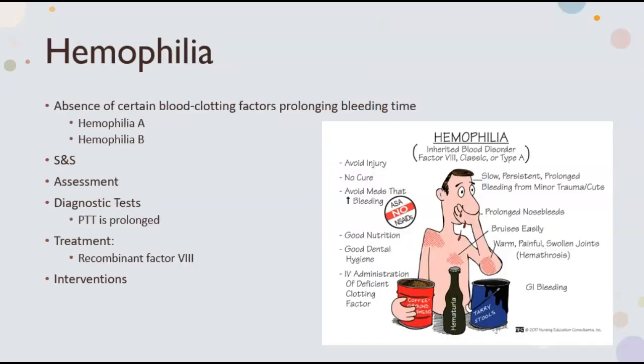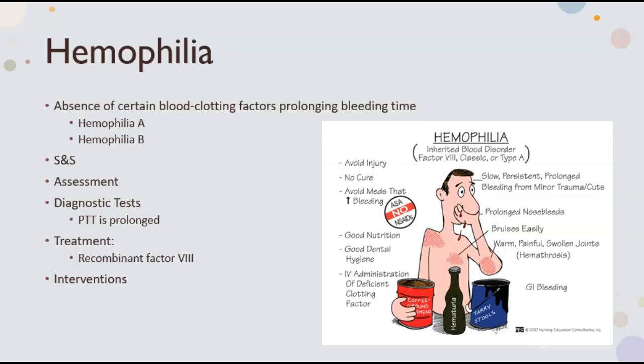Next, we'll talk about hemophilia. So this is hereditary. It generally affects males, and the females are going to be the carriers. Basically, what hemophilia is, it is the absence of a certain blood clotting factor which prolongs the bleeding time. So there's hemophilia A and hemophilia B. With A, the blood clotting factor 8 is absent. That's going to be your more common one. And with hemophilia B, factor 9 is absent.